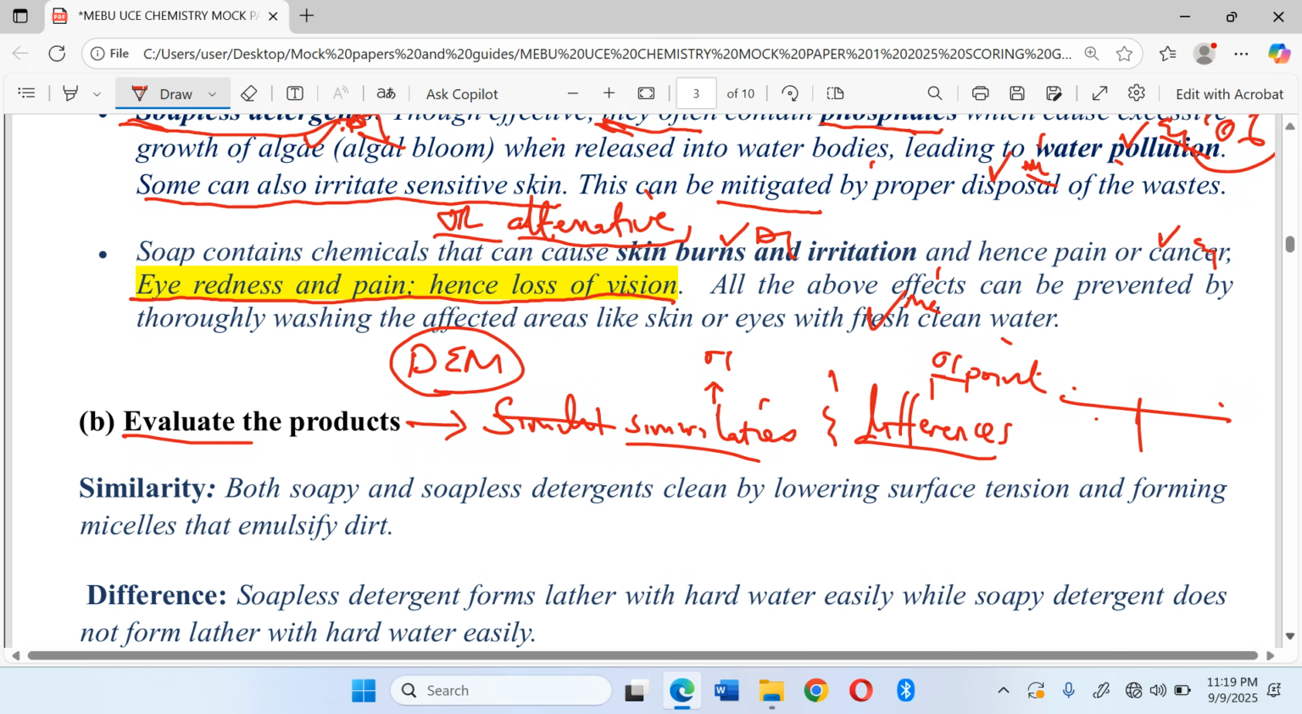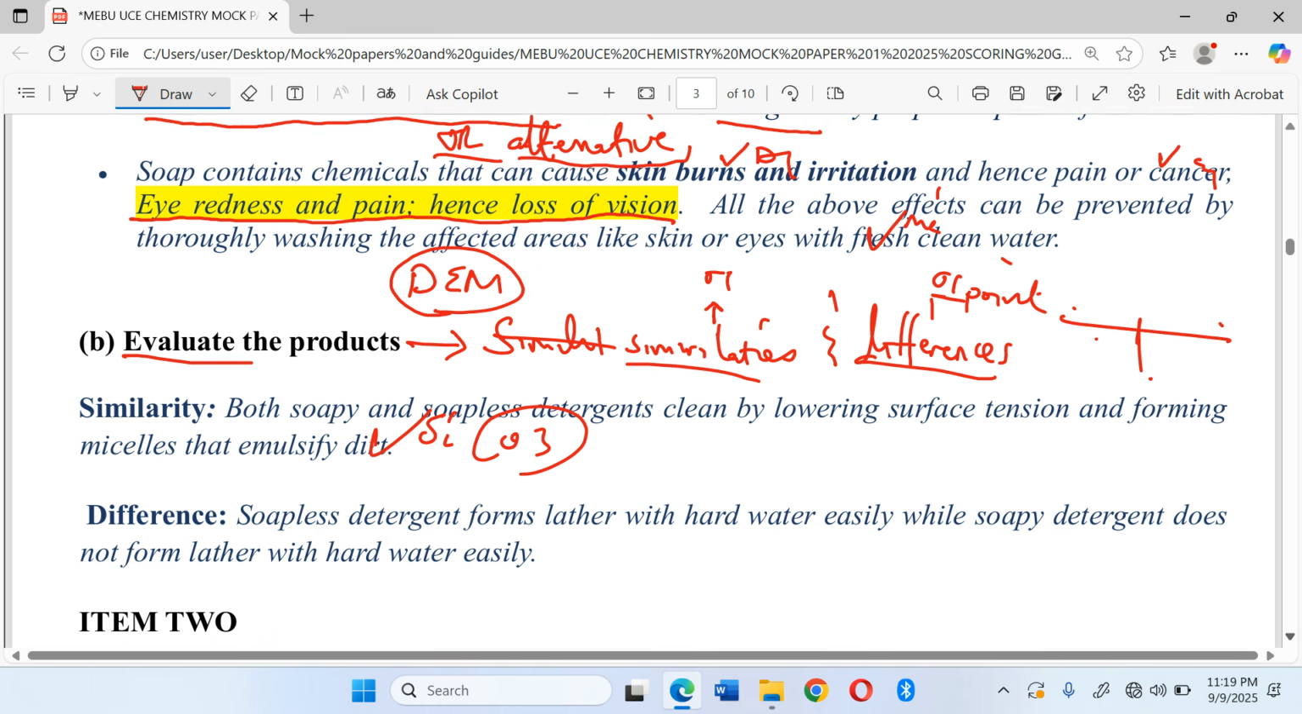So let's look at the first similarity. We are saying that both soap and soap-based detergents clean by lowering surface tension and forming micelles that emulsify dirt. Good. So they are all used as cleaning agents, and since they do all that, that is the similarity identified, and you get all your 3 scores. Only 1 point, and you get all your 3 scores.